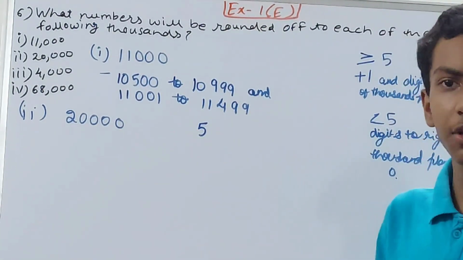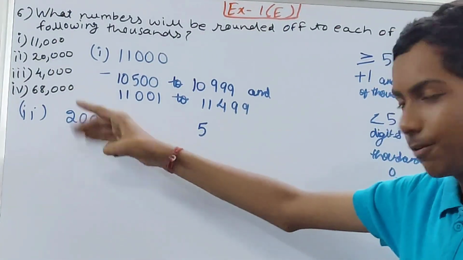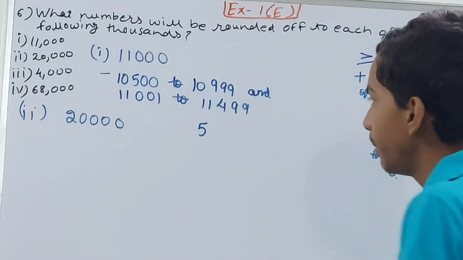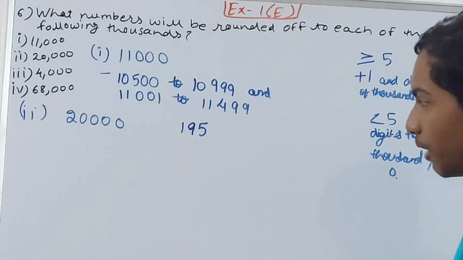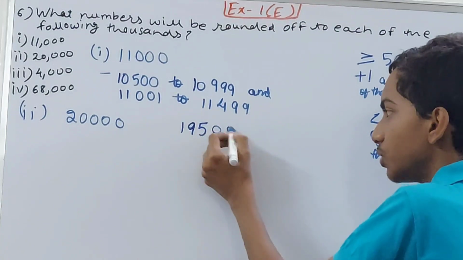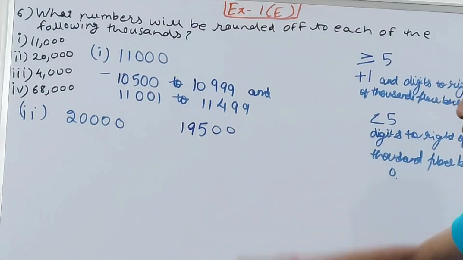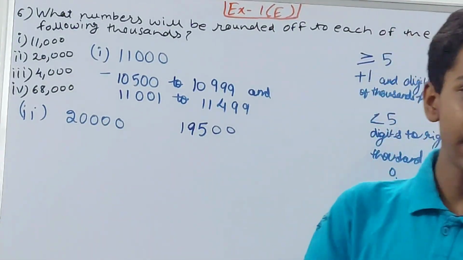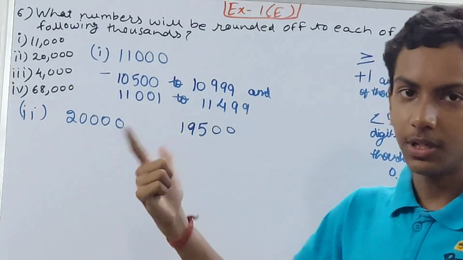It should be 5 to give me 20,000. And since it is less than 20, the first number that comes before 20 will be 19. So 19, 5, right? And what else will come in the ones and tens place? 0, 0. This is my smallest number. If I go below this, I will get 19,499, which will give me 19,000. But if I go above this, all the numbers will give me 20,000.